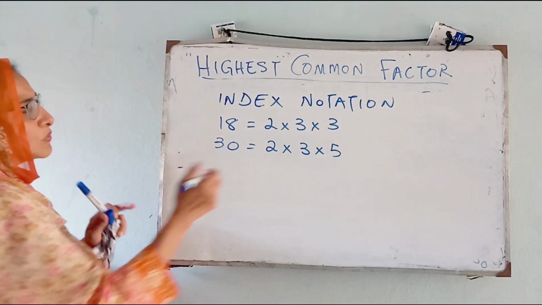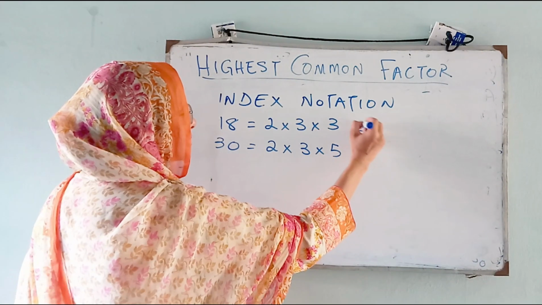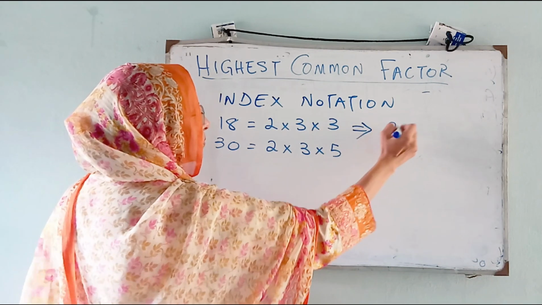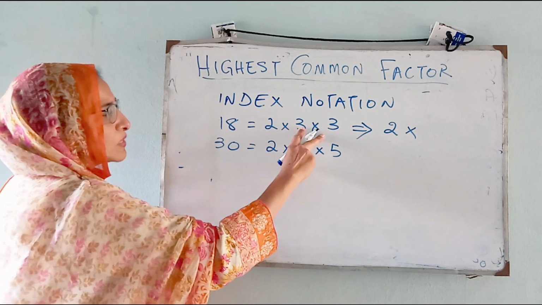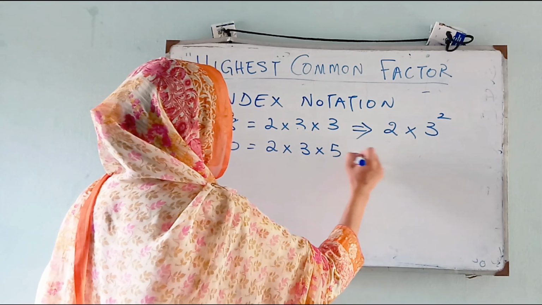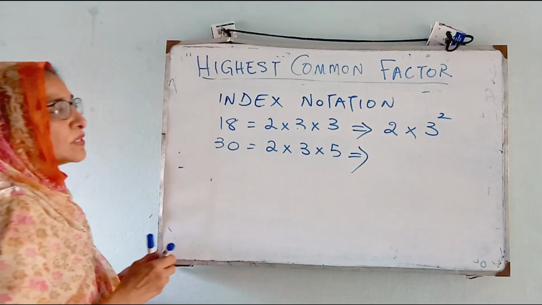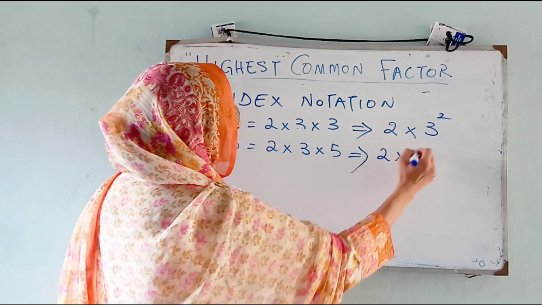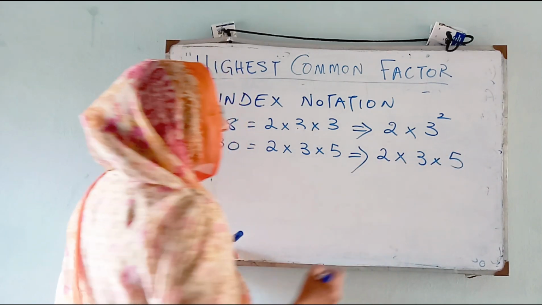Now when I am going to write this in the form of index notation, since 2 is coming once, 2 is going to come as it is. 3 is coming twice, so 3 is going to come twice, or the power for the 3 will be square. Here no number is common, so we are going to write it as it is.